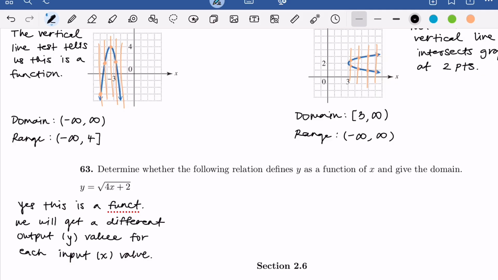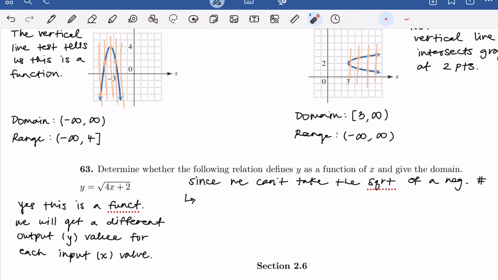Now we want to give its domain. Now, notice we have this square root here. That's going to tell us how we can figure out what the domain is because we can't take the square root of a negative number. So, since we can't take the square root, I'm going to abbreviate this, of a negative number, we know that whatever's under this square root has to be positive. It can't be negative. So this means everything under our square root, which is this expression 4x plus 2, has to be greater than or equal to 0. We can take the square root of 0.